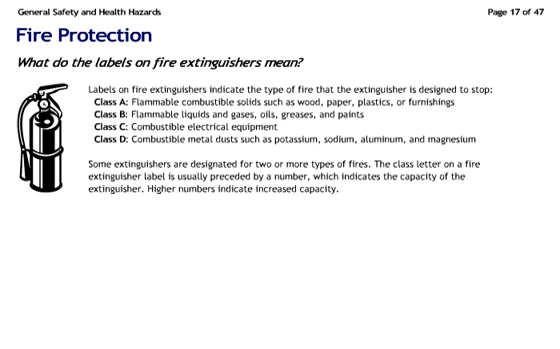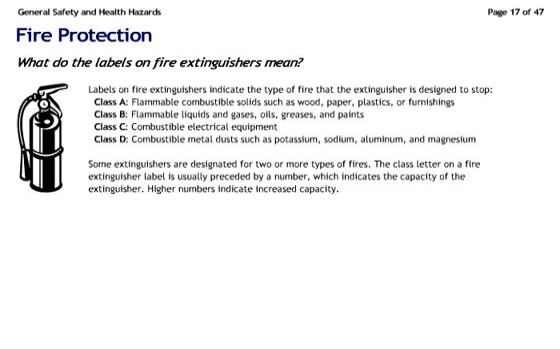Labels on fire extinguishers indicate the type of fire that the extinguisher is designed to stop. Class A extinguishers are for flammable combustible solids such as wood, paper, plastics, or furnishings. Class B extinguishers are for flammable liquids and gases, oils, greases, and paints. Class C extinguishers are for combustible electrical equipment. Class D extinguishers are for combustible metal dust such as potassium, sodium, aluminum, and magnesium.